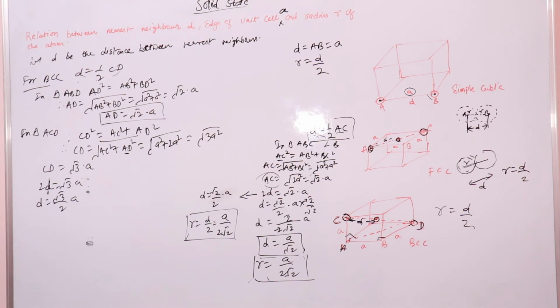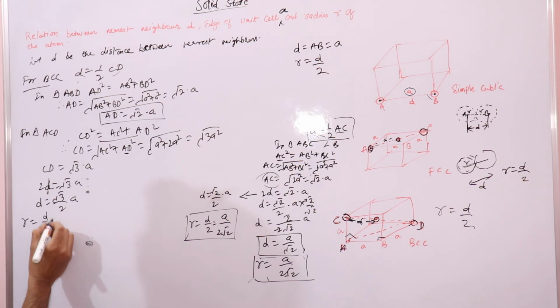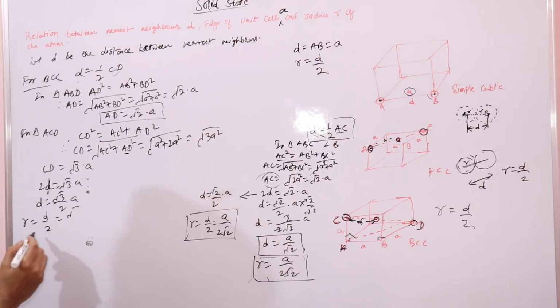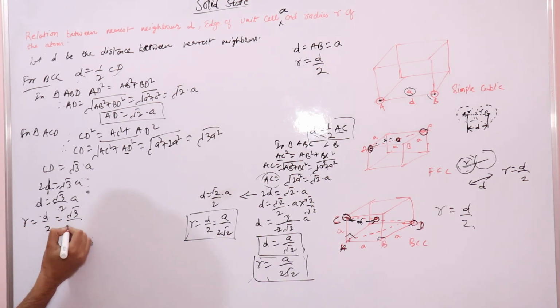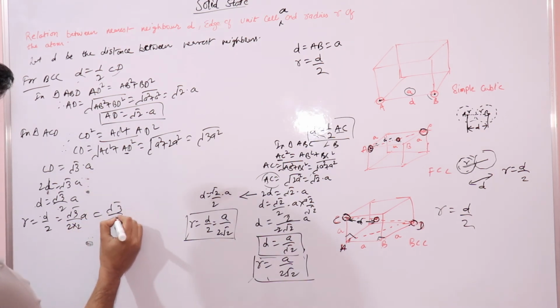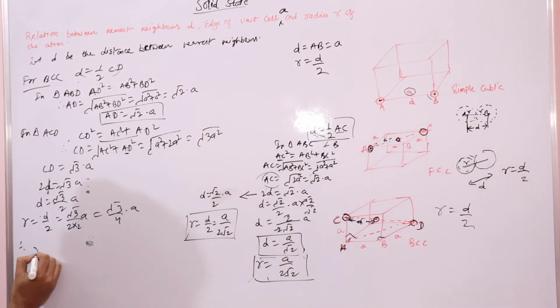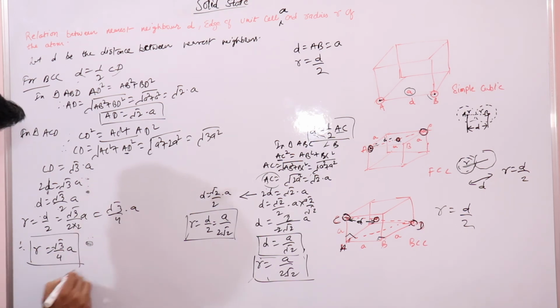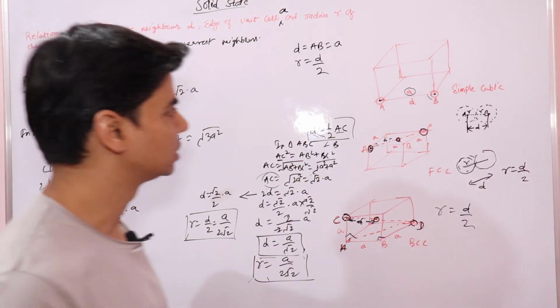So you have r is equal to d by 2. Putting the value of d from here, root 3 upon 2 into a, divided by 2. So this is equal to root 3 by 4 a. Therefore we have r is equal to root 3 by 4 a. This is the relationship between radius r and edge length a, right? So I hope all this is clear to you. This is simple mathematics and you will get numericals on this.